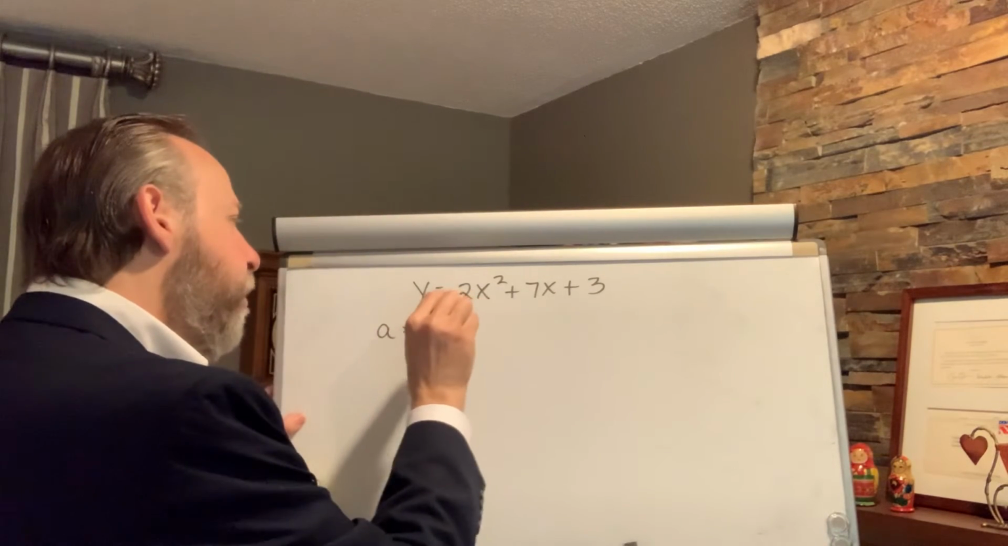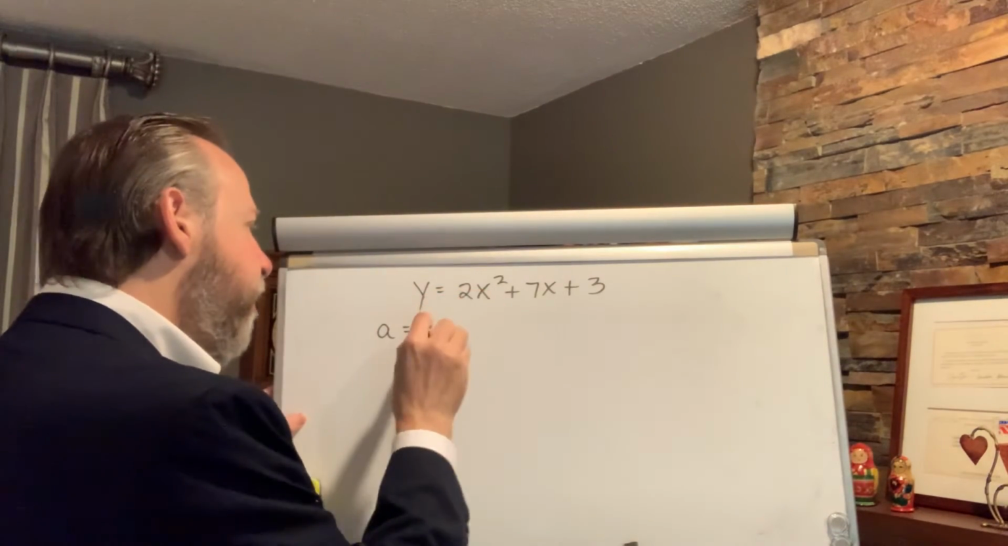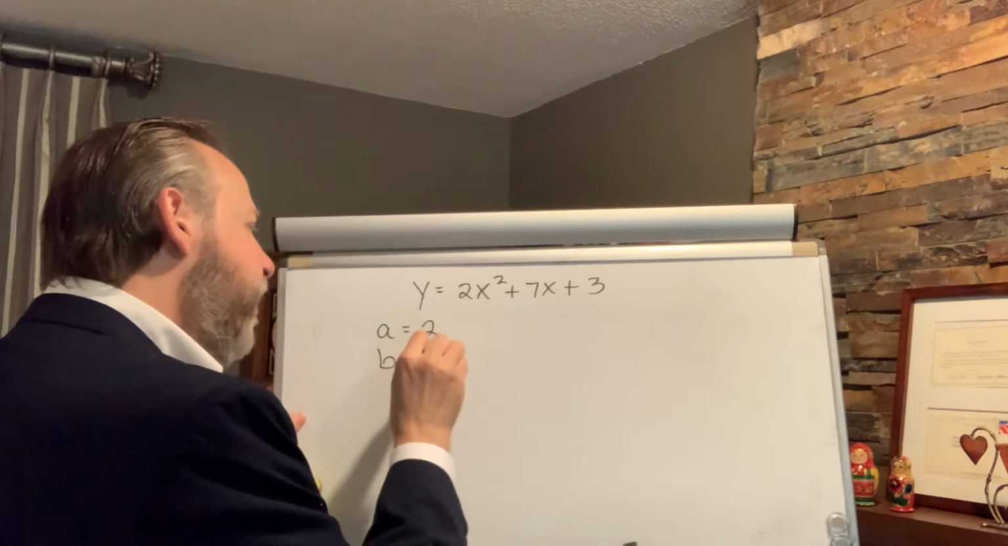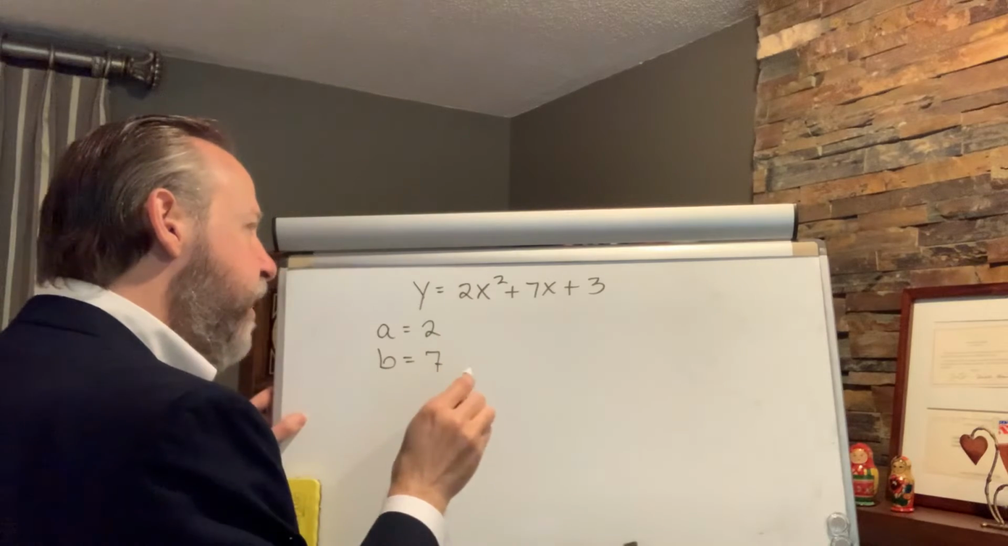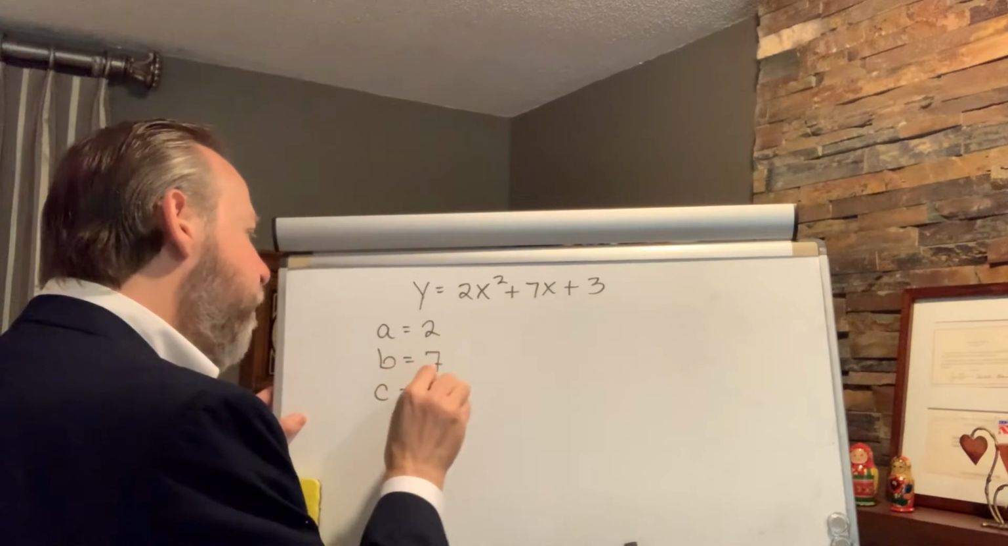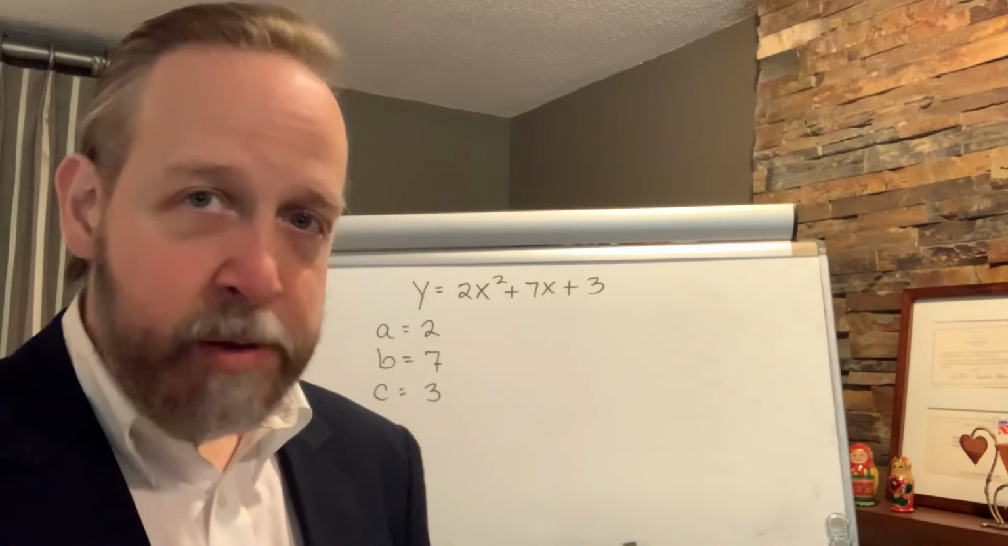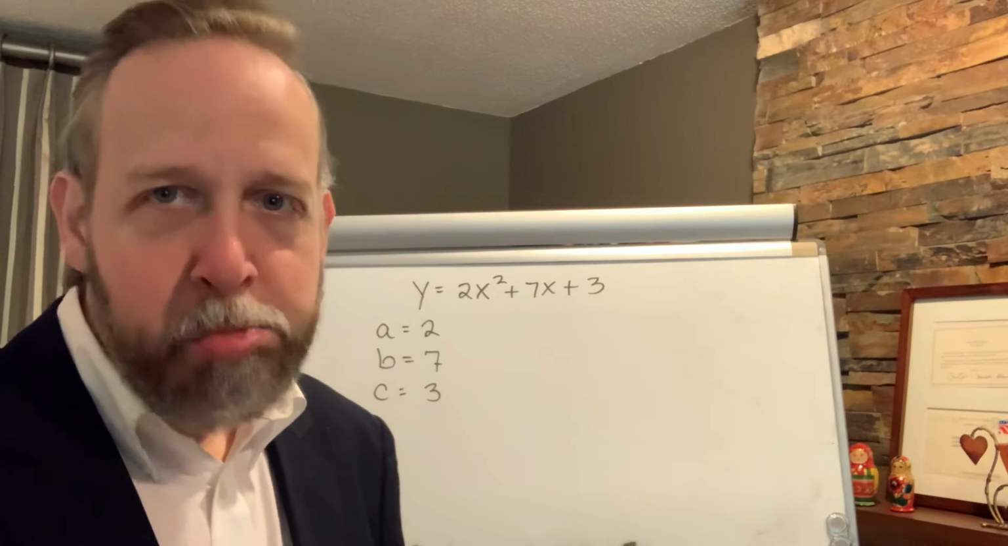A is the number 2. It's the first coefficient of the x squared value. B is the number positive 7. It is the coefficient of the x value. C is the number positive 3. So far, so good. The rest is really just substitution and solving somewhat carefully.